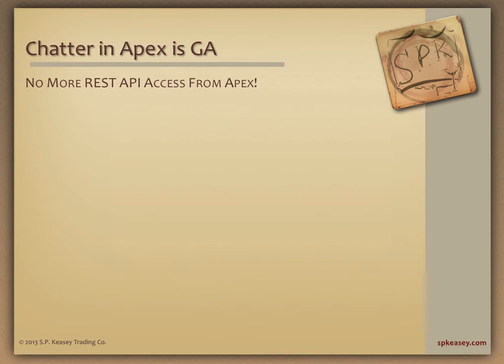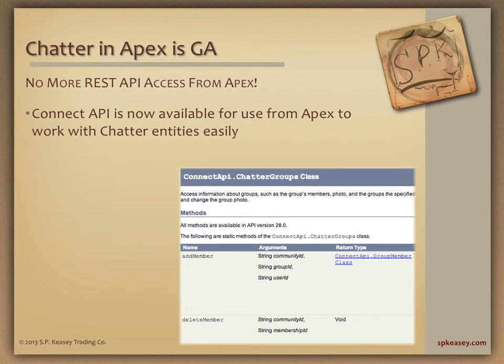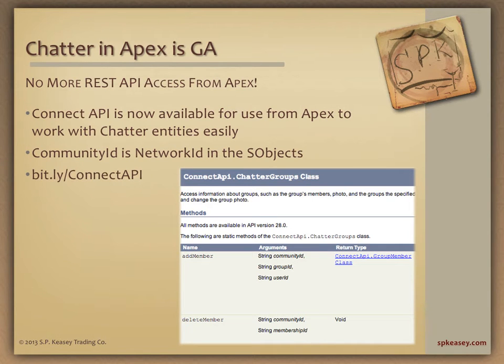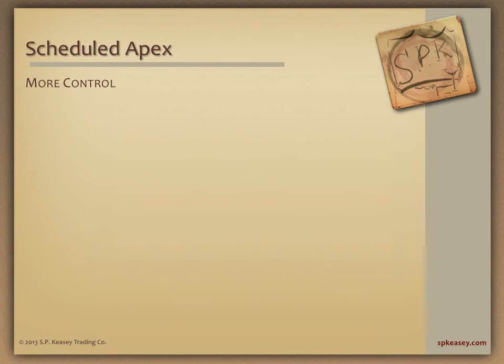Chatter in Apex is now generally available. We don't need to use the REST API to access Chatter entities anymore, or even just use standard sObjects. If you do look at the documentation though, it does say Community ID, whereas the field on the sObjects is Network ID.